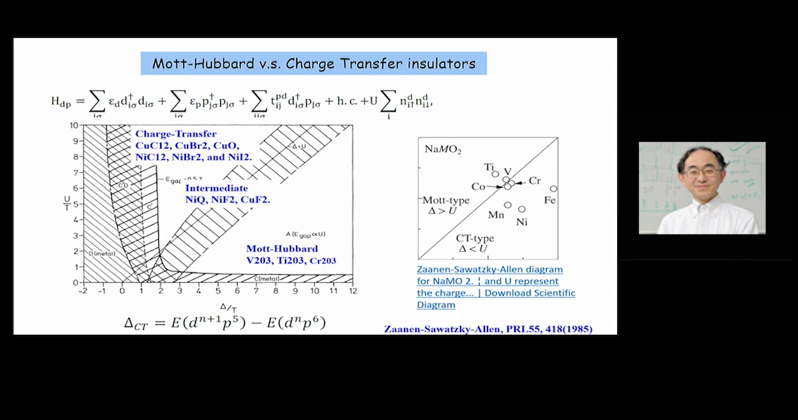Okay, so now this is a more concrete example for the sodium, some metallic ion, and O2. And depending on the magnetic ion, titanium, vanadium, cobalt, chromium, etc. I'm sorry that this X and Y axis are reversed between this one and this one. But now in this case, you can separate or classify your materials into the Mott type and charge transfer type. So this is one example where this classification scheme works.